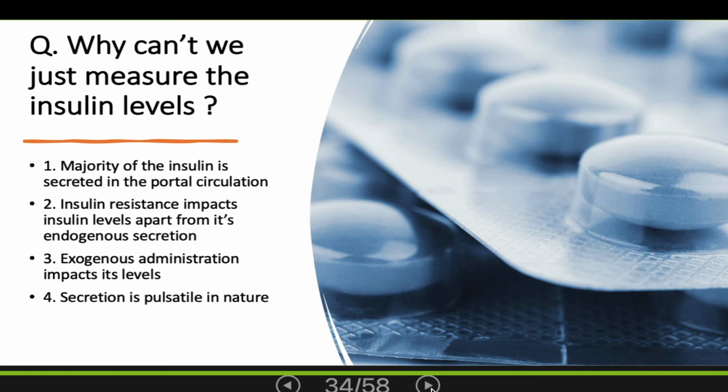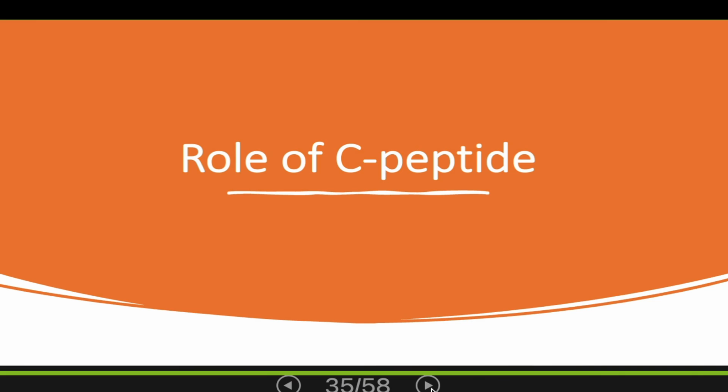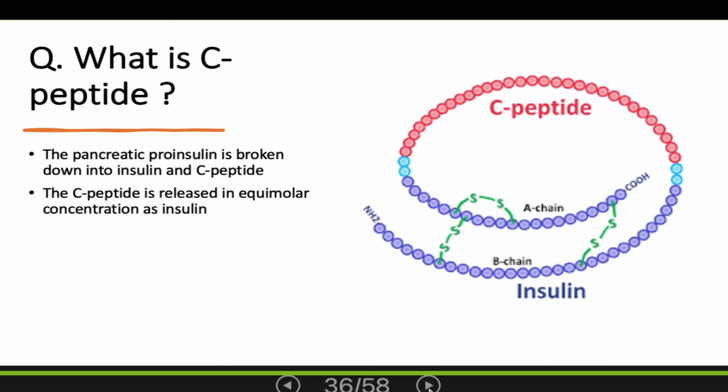If the patient is on exogenous insulin administration, again that will be detected. And remember, secretion is pulsatile in nature, so you will often get different levels at different troughs and peaks. So you can't just directly measure the insulin levels. You can use a surrogate, which is C-peptide.